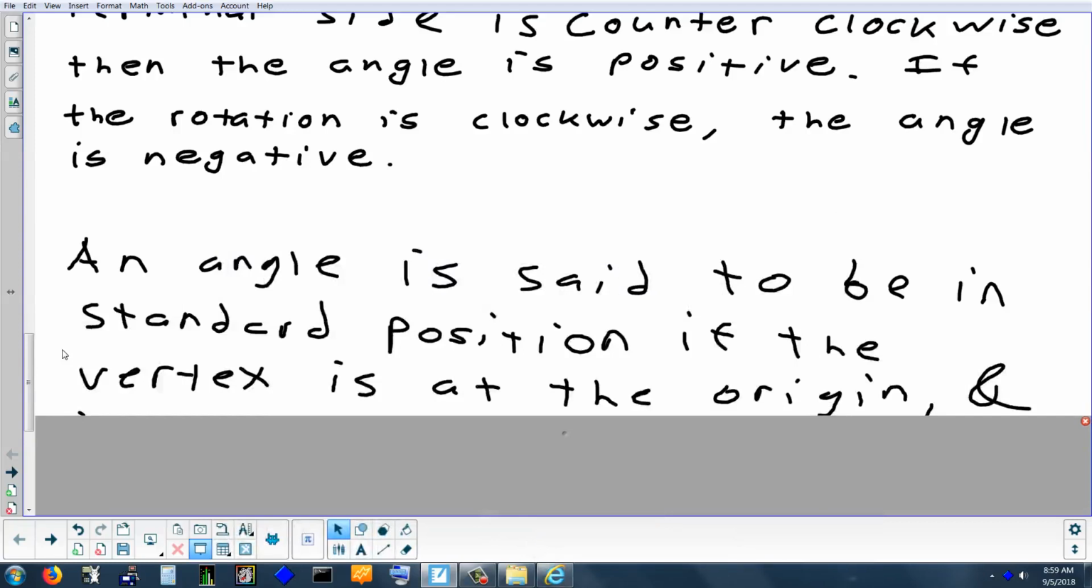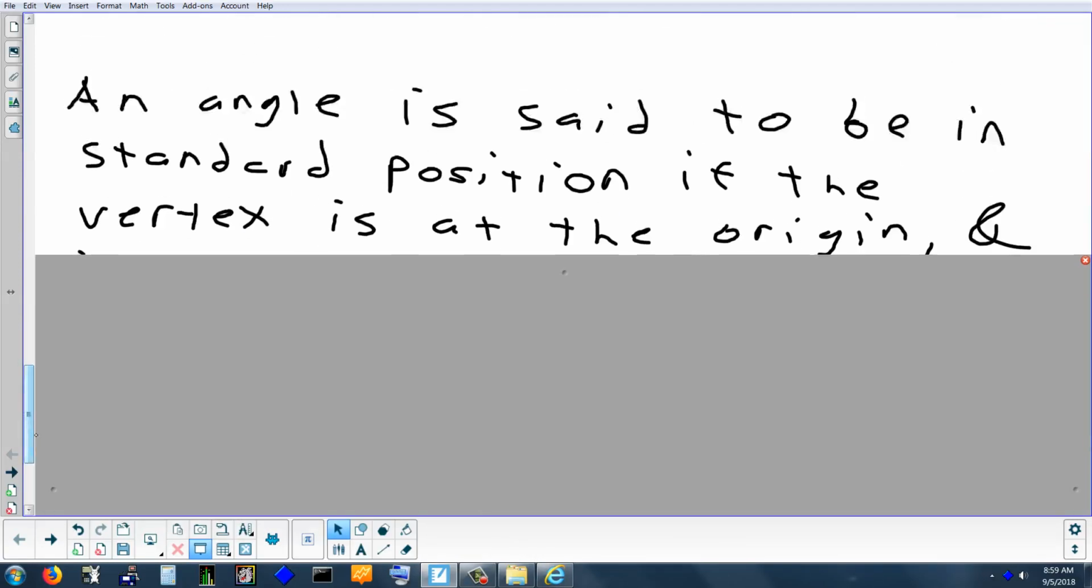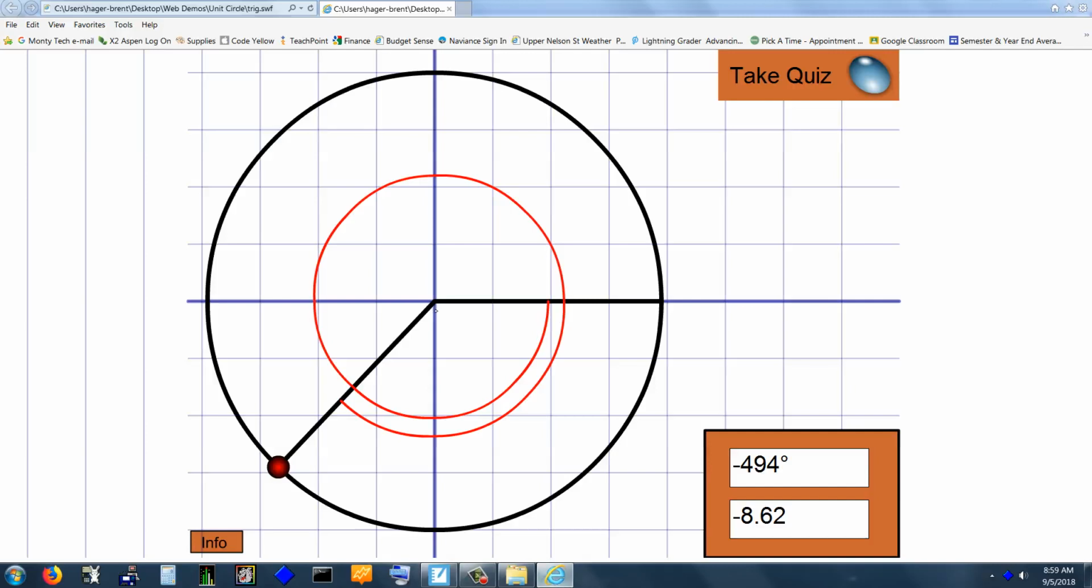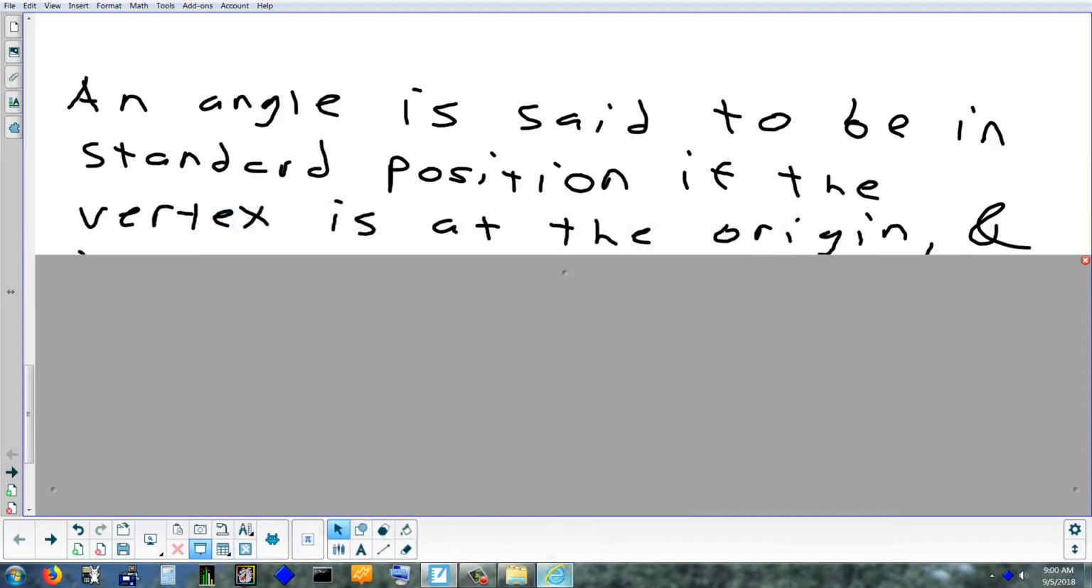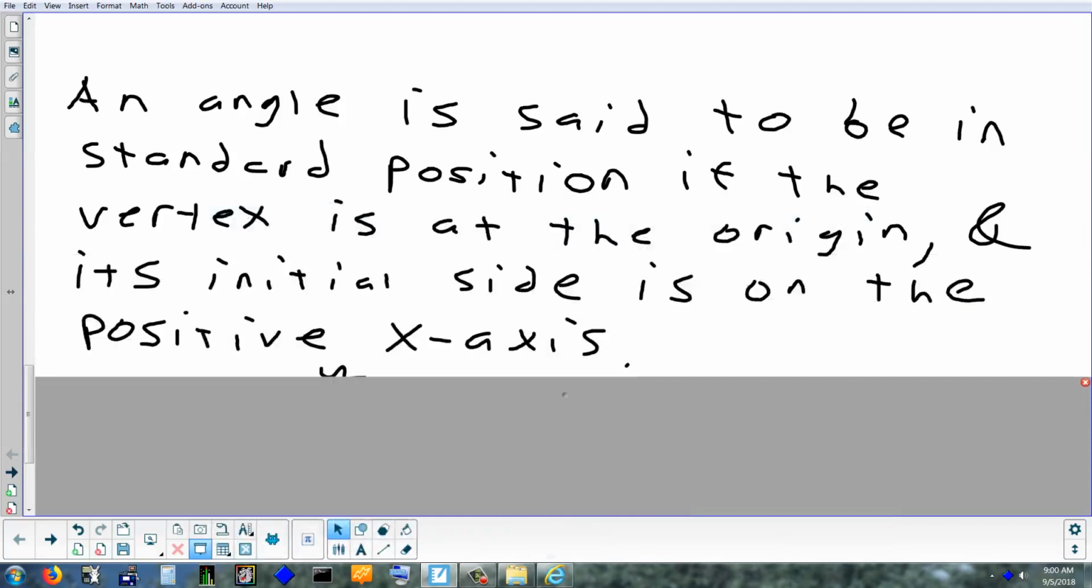So for an angle to be in standard position, there has to be two things. One, the vertex of the angle is at the origin. All the angles that I just drew in that program all had their vertex at the origin. I cannot move that vertex right there. It always stays right at the origin. So that's the first thing. And the second thing is the initial side always has to be on the positive x-axis.